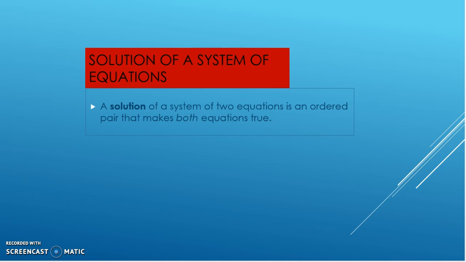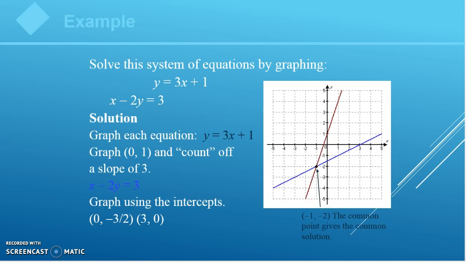The first method that we're going to go through is how to solve it graphically. Graphically is really not the best way to solve a system of equations, but sometimes it is a good visual way to determine if you're in the right ballpark, so to speak. So here are 2 equations. The first one is y equals 3x plus 1, and the second equation is x minus 2y equals 3.